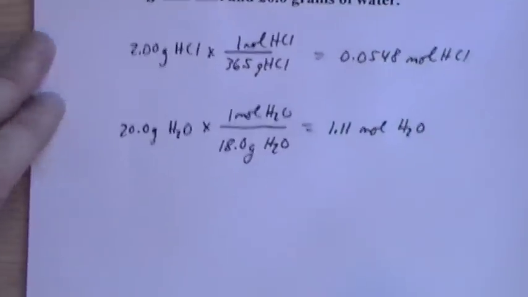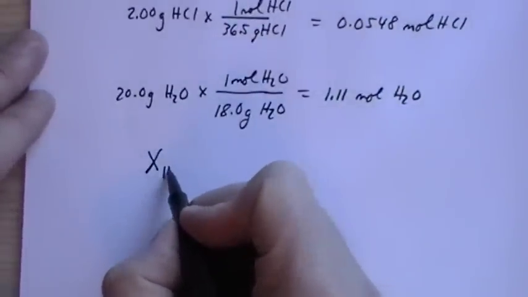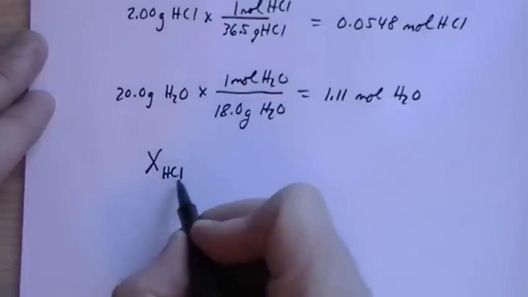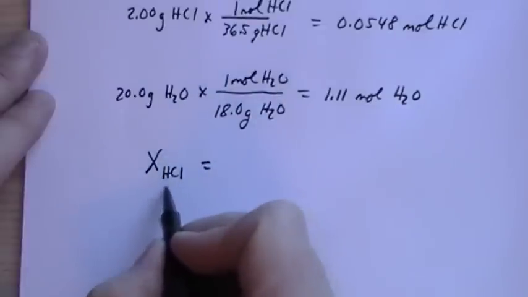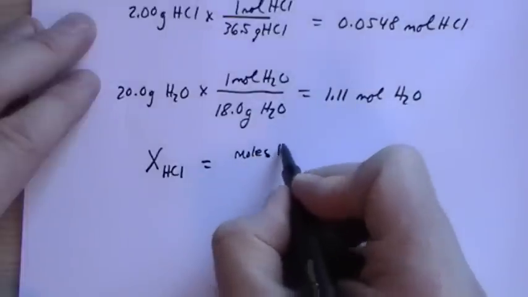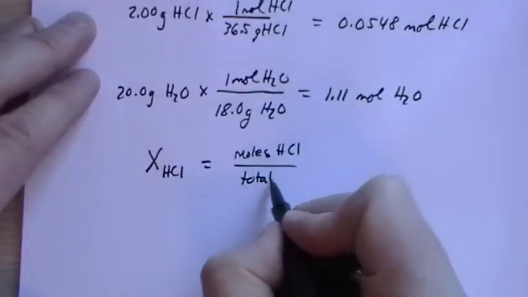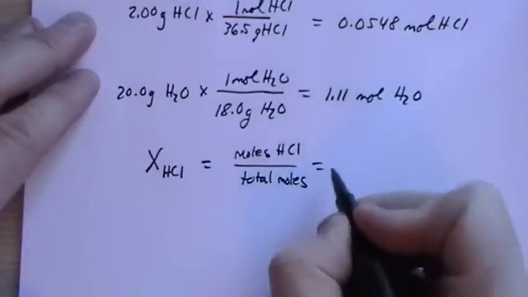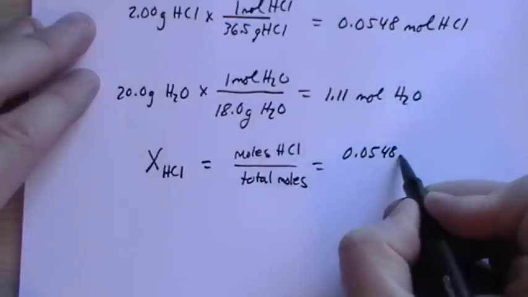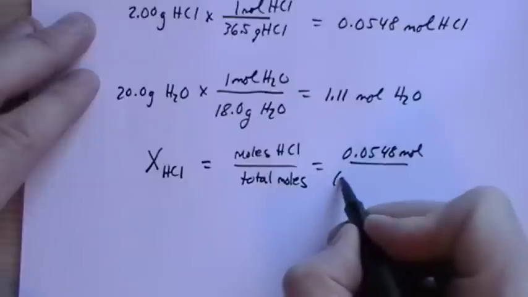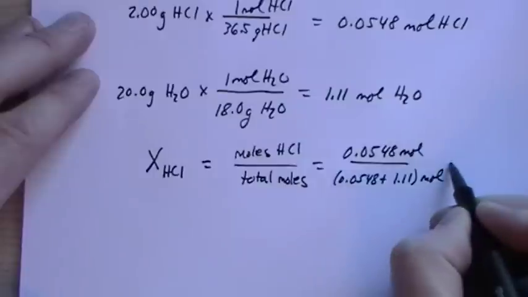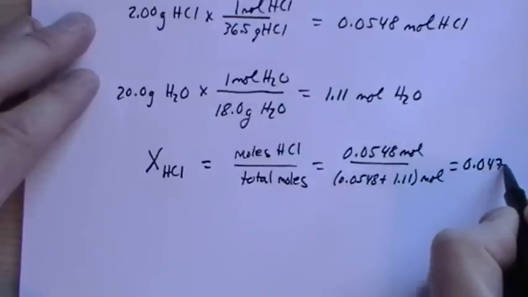Okay, now the mole fraction, and I'm not sure if your book uses this term or not, but capital X represents mole fraction of HCl. So we have capital X for mole fraction, and the subscript is to indicate which species. We have moles of HCl divided by total moles, so moles of HCl and water. So we have 0.0548 moles divided by 0.0548 plus 1.11 moles. And this comes out to be 0.0470.